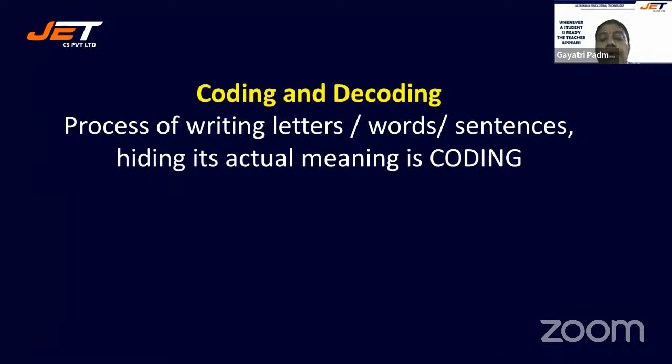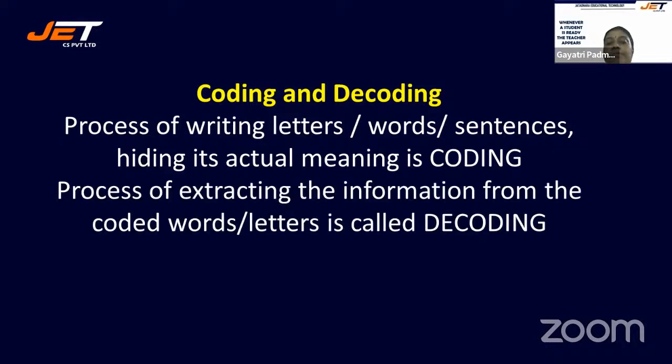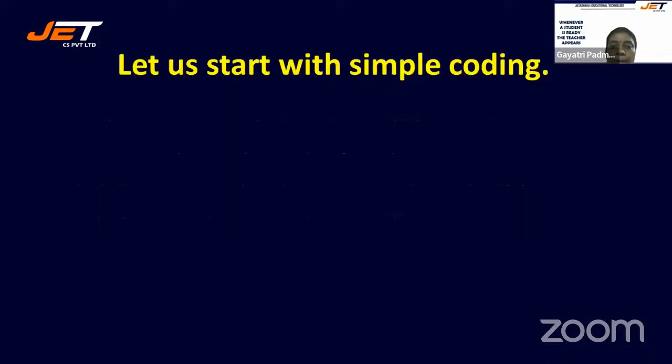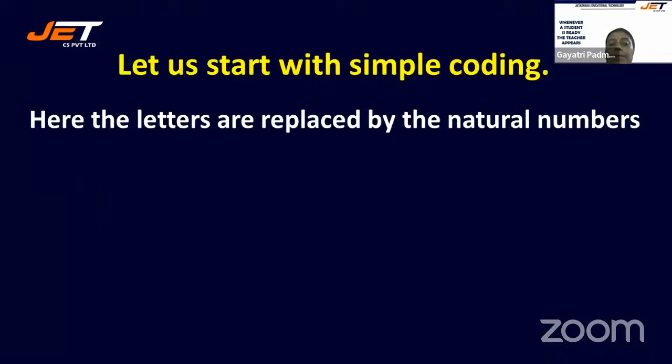Fine. So now coding and decoding, what is it? It is nothing but the process of writing letters or words or sentences, hiding its actual meaning. That is coding. And the process of extracting the information from the coded words or letters is called decoding. Let us start with simple coding.